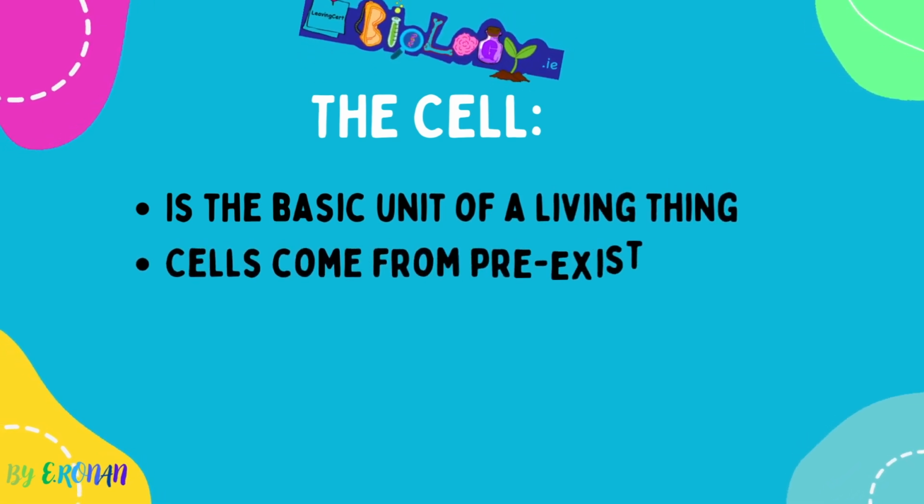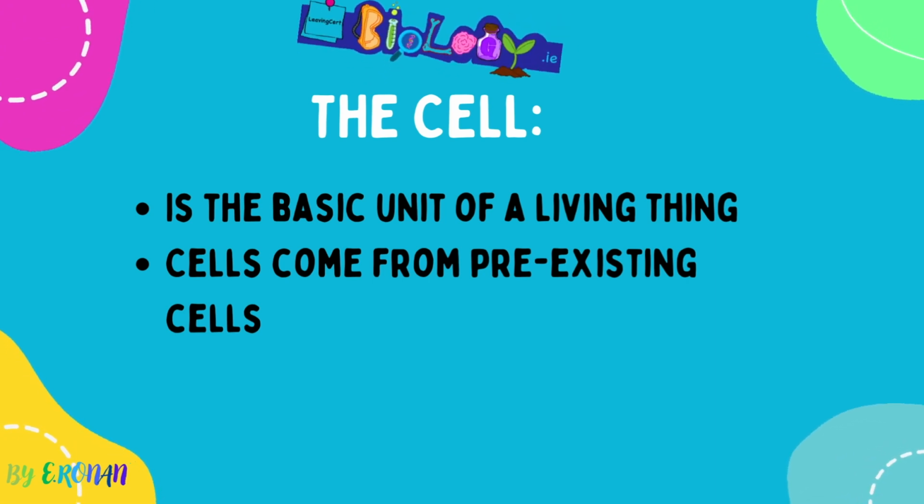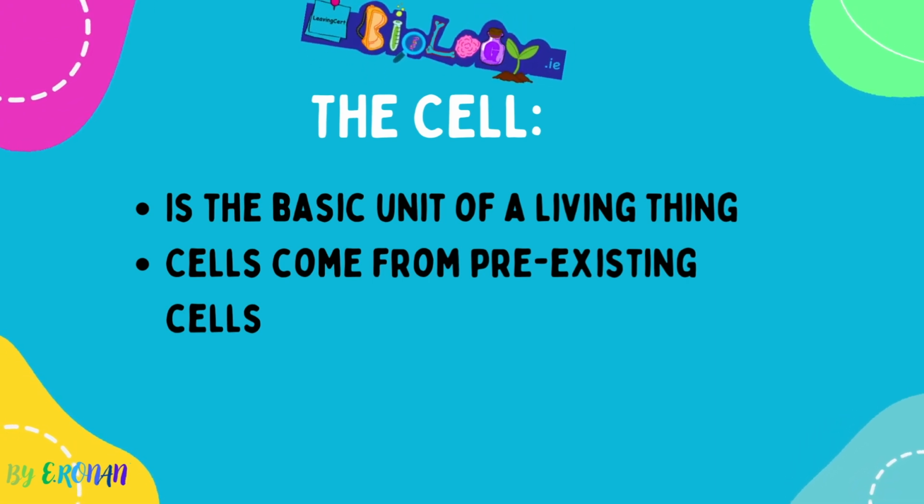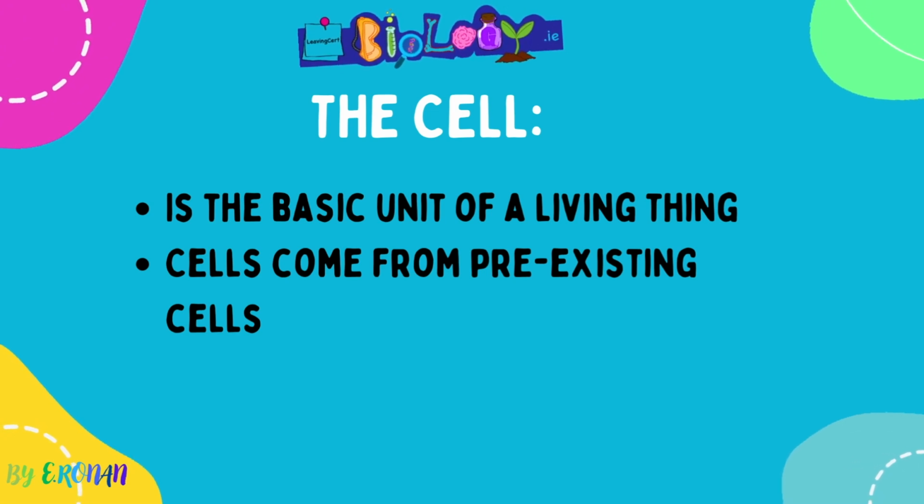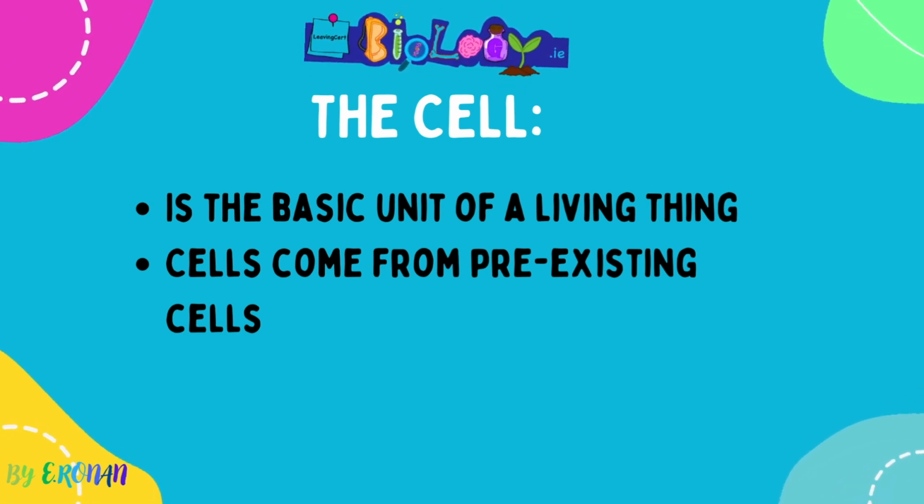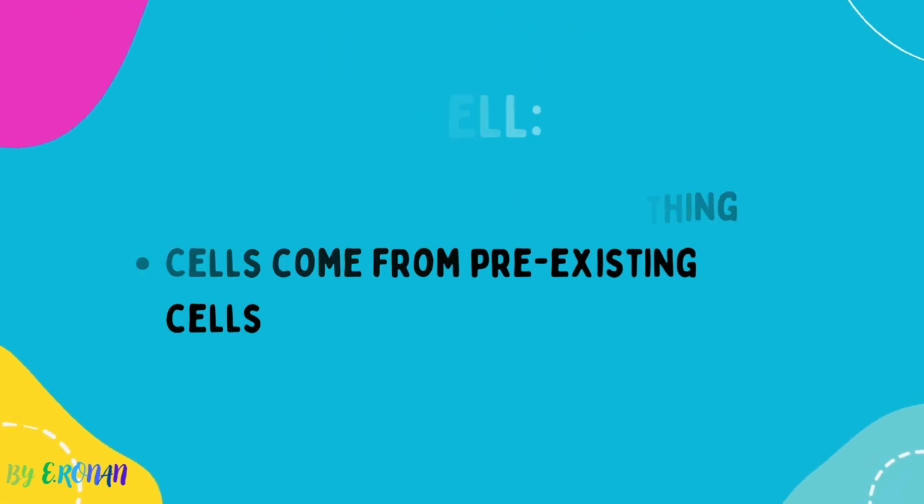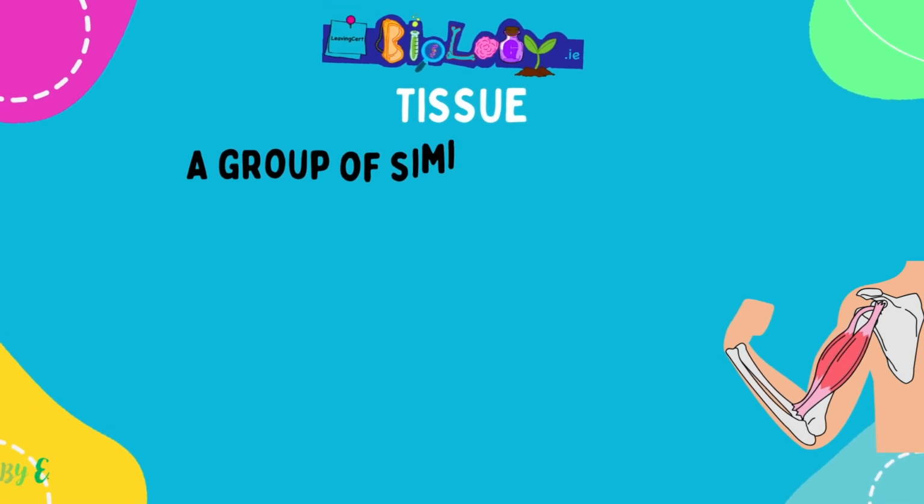The cell is the basic unit or the smallest functioning unit of a living thing or living organism. And then we have the continuity of life or biogenesis, the idea that cells come from pre-existing cells. So that's cell continuity, continuity of life, biogenesis. That's that idea that cells arise from other pre-existing cells.